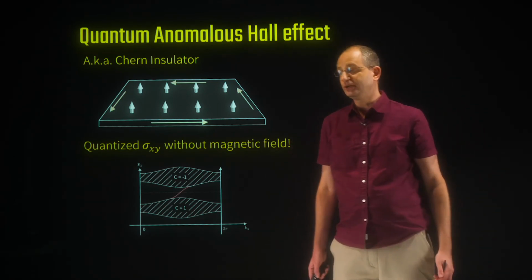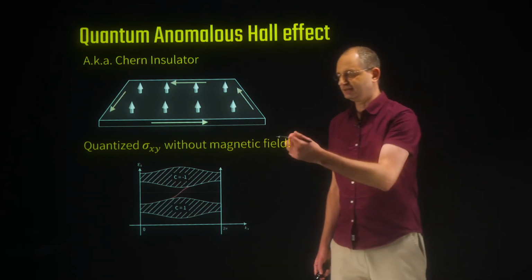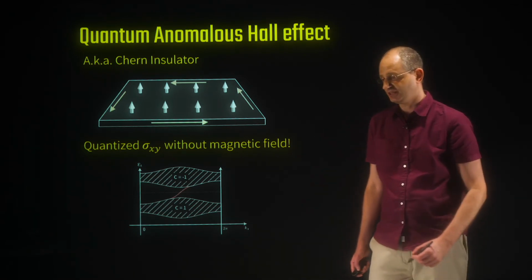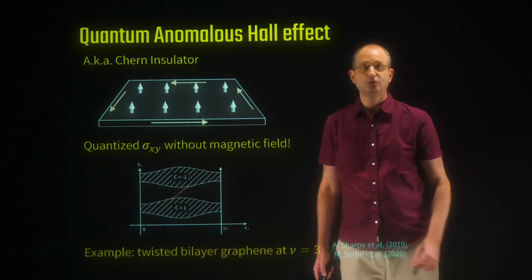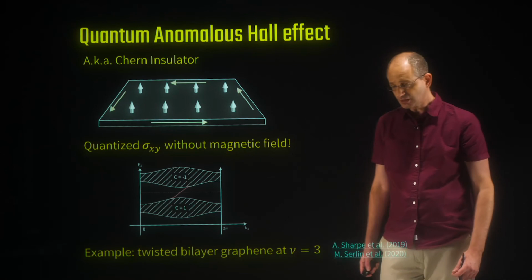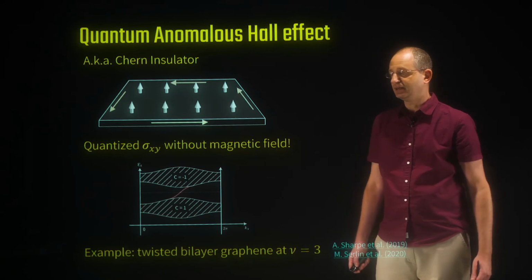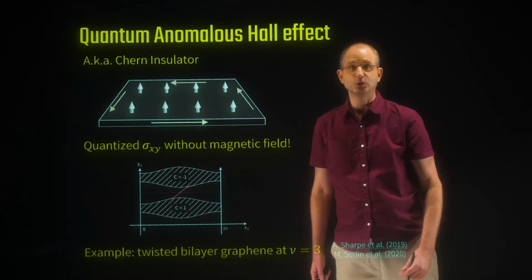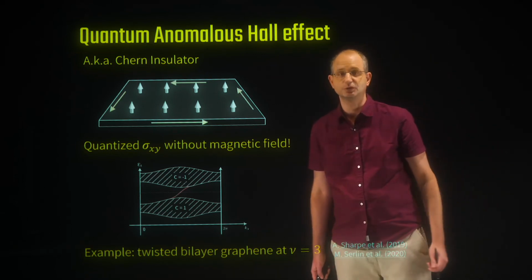There were a few real systems that were actually discovered to have this property, that are insulators, break time reversal symmetry spontaneously and have a quantized Hall conductivity. Maybe the best known example, very recent, is twisted bilayer graphene, which is a system that we'll talk about later in this part of the course. At a particular filling factor of the lattice, the system actually breaks time reversal symmetry spontaneously and forms a quantum anomalous Hall state with a quantized Hall conductivity sigma xy, which is equal to e²/h.